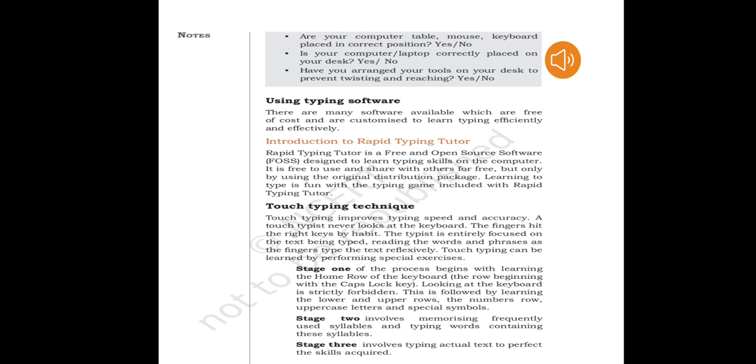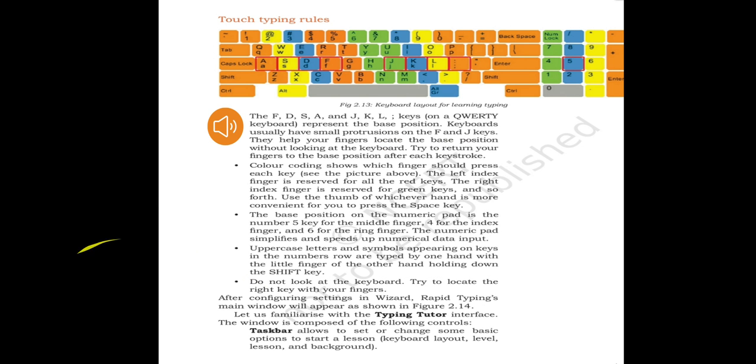So the first stage, stage 1 of the progress, begins with learning the home row of the keyboard, the row beginning with the caps lock key. Looking at the keyboard is strictly forbidden. You will never look at the keyboard while practicing touch typing. This is followed by learning the lower and upper cases, the number rows, upper letters, and the special symbols. Then stage 2 involves memorizing frequently used syllables and typing words containing these syllables. Then stage 3 involves typing actual text to perfect the skill required.